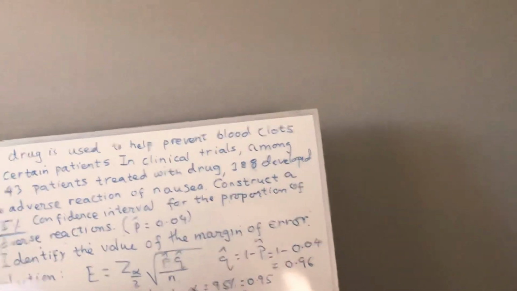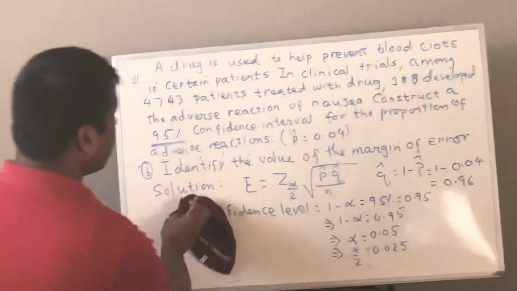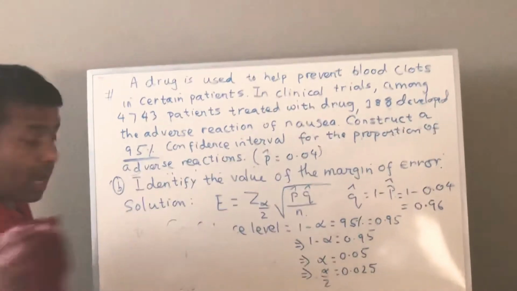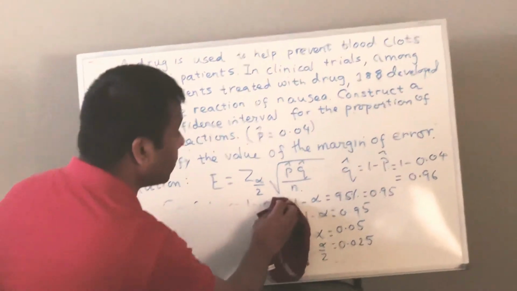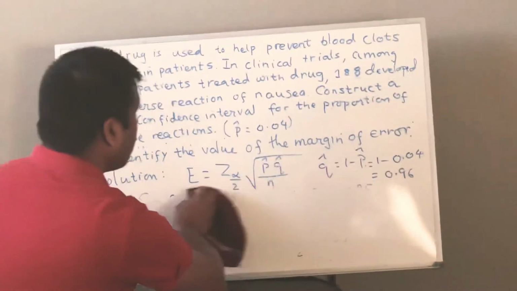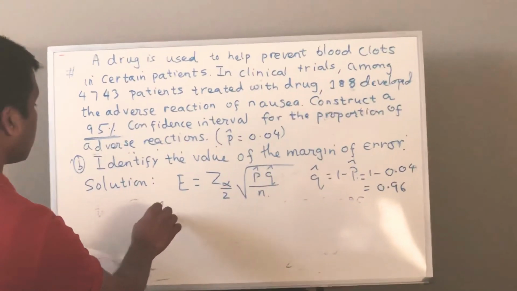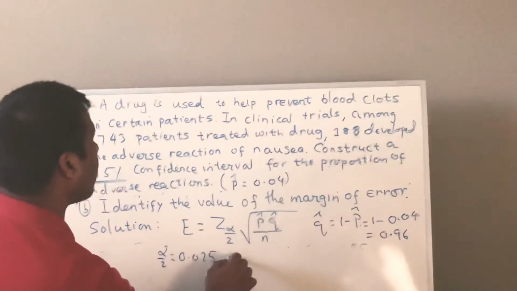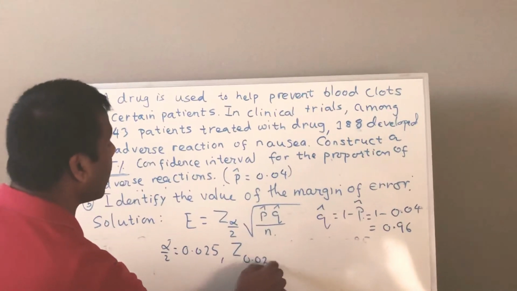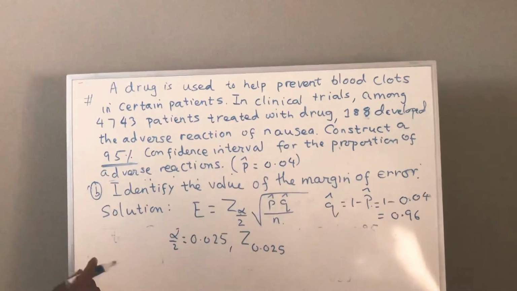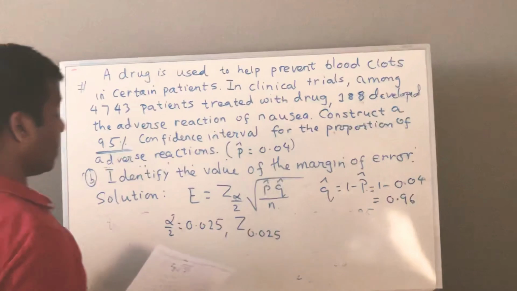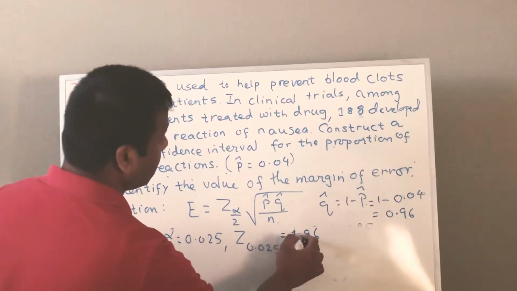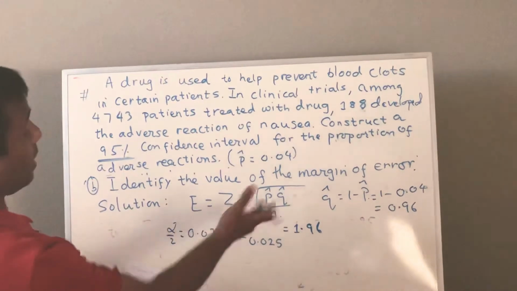Okay, so now you got the value of alpha over 2, which is 0.025. Now you have to find out the value of Z alpha over 2, okay? So you have alpha over 2 equal to 0.025. You need to find the value of Z 0.025, and you have a calculator, or you can use any technology, and that value is 1.96. Okay, we did that in the previous problems. You can use the same idea.